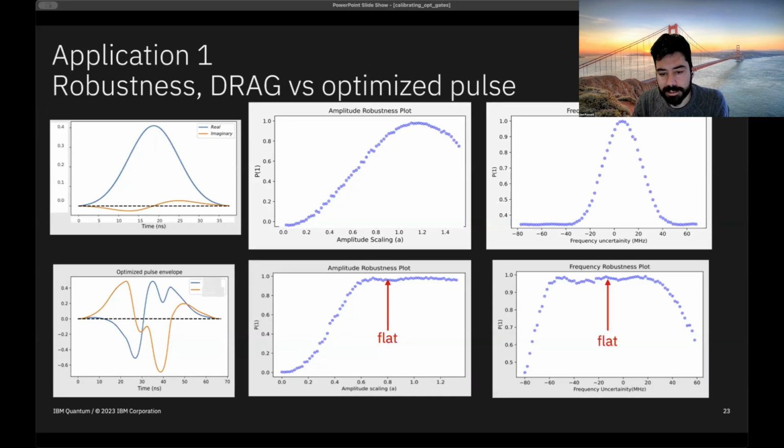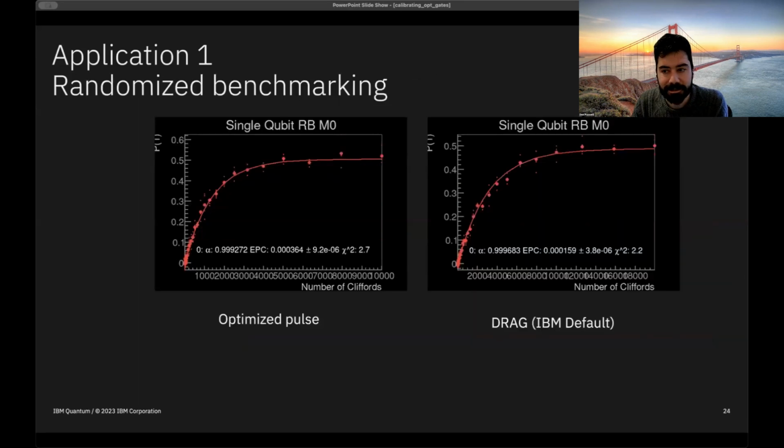And yeah, so flat. Yeah, I forgot about that. Okay, now in terms of RB data, so what is the actual fidelity of these things?